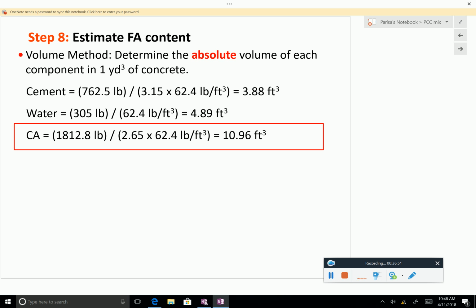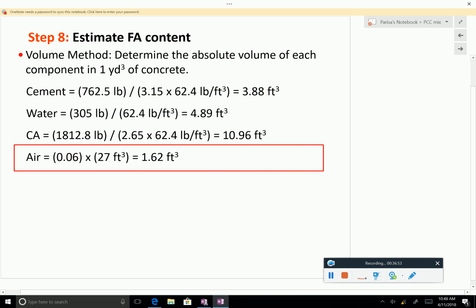And then air. So basically everything you have so far, if you know the weight, you calculate the absolute volume. Why is it 0.06? Because it was 6%. And the 27 cubic feet is just 1 cubic yard. So I'm just saying, okay, this is 6% of that.